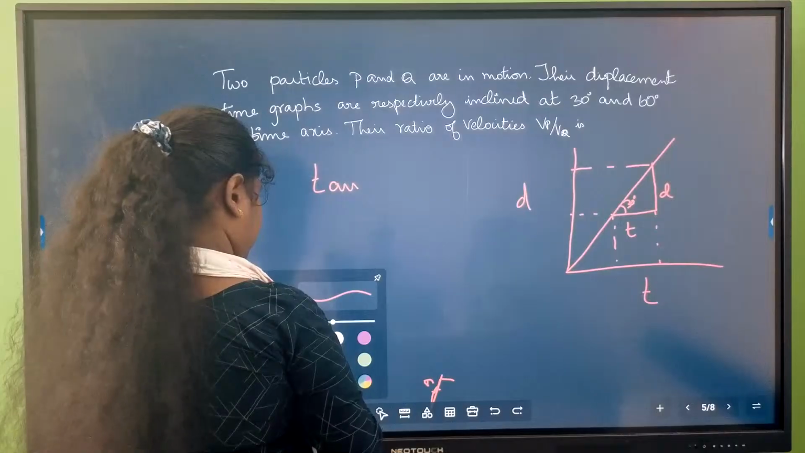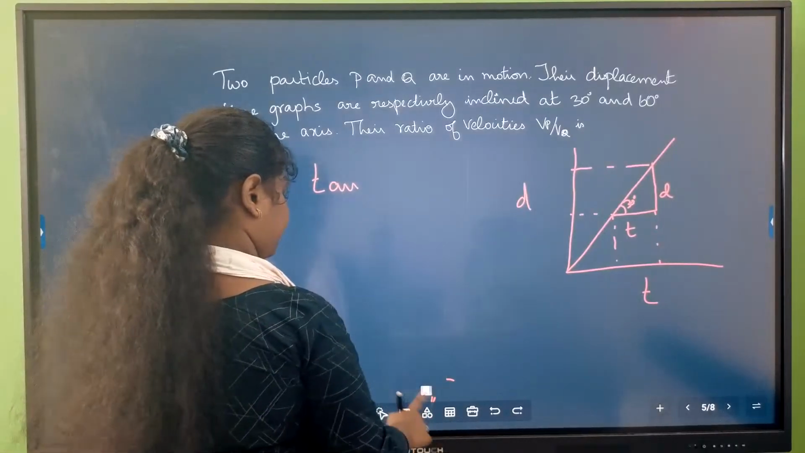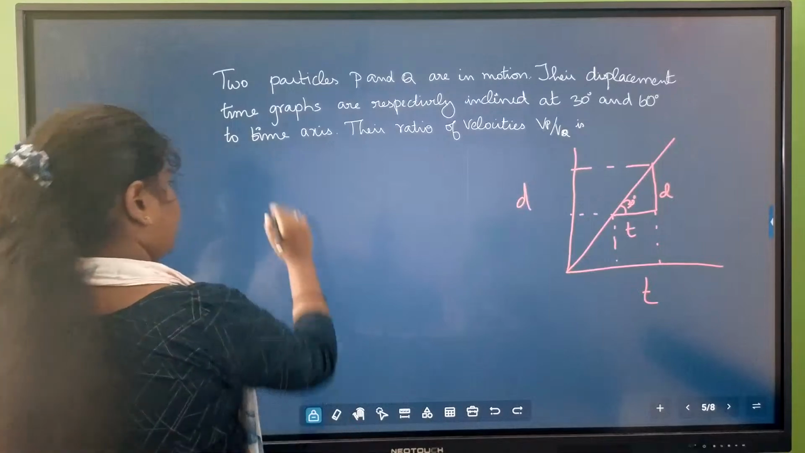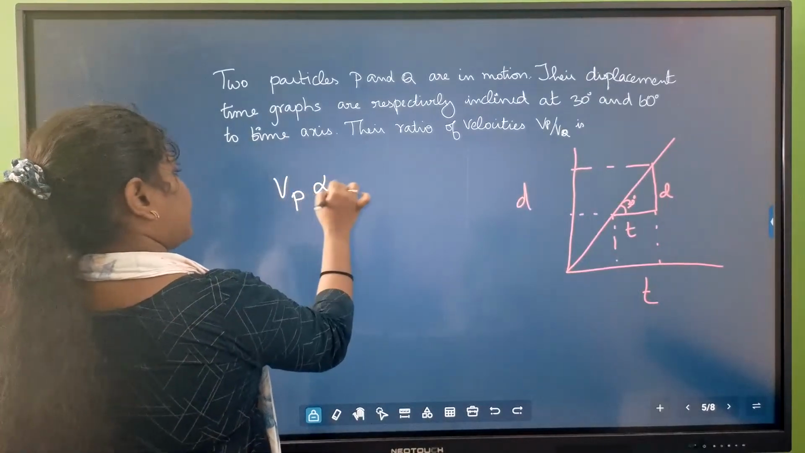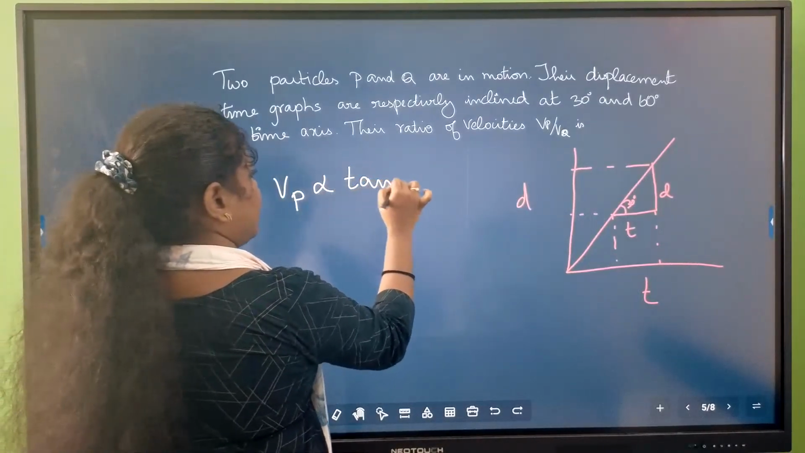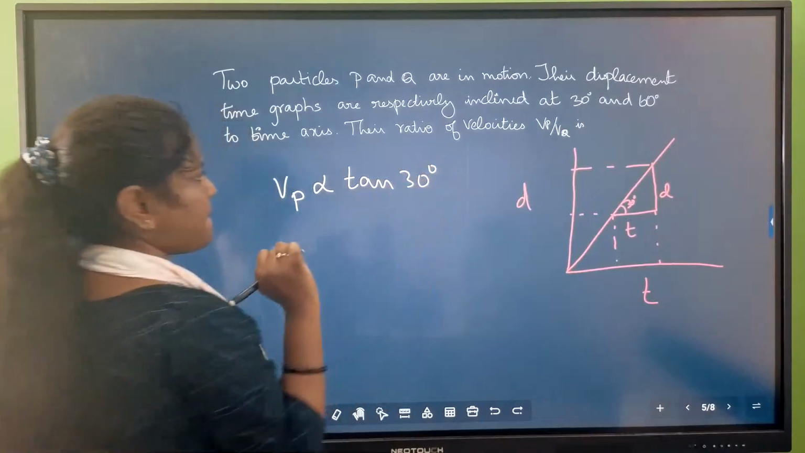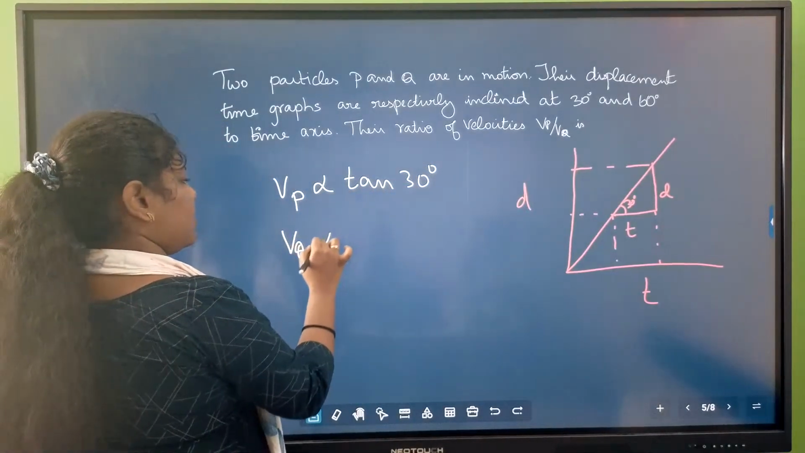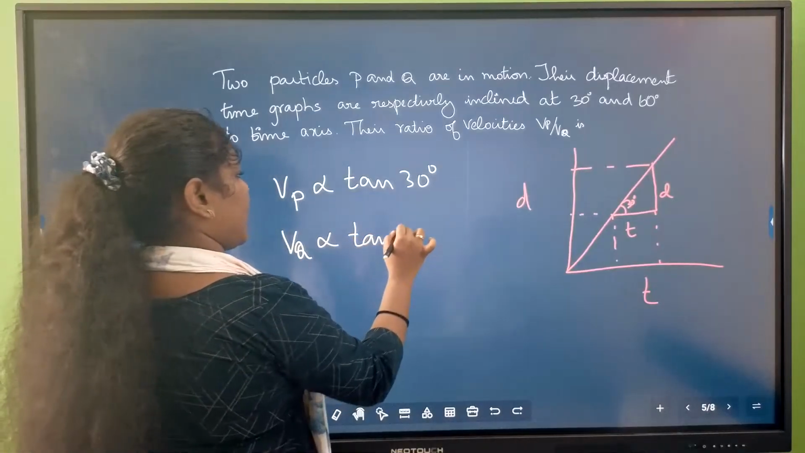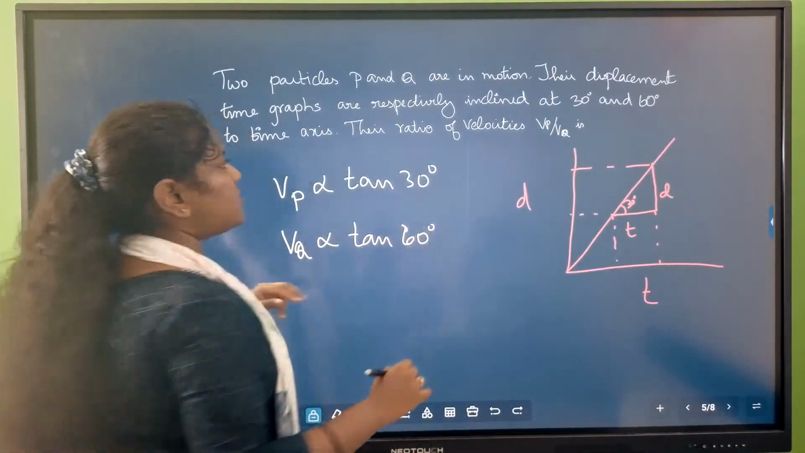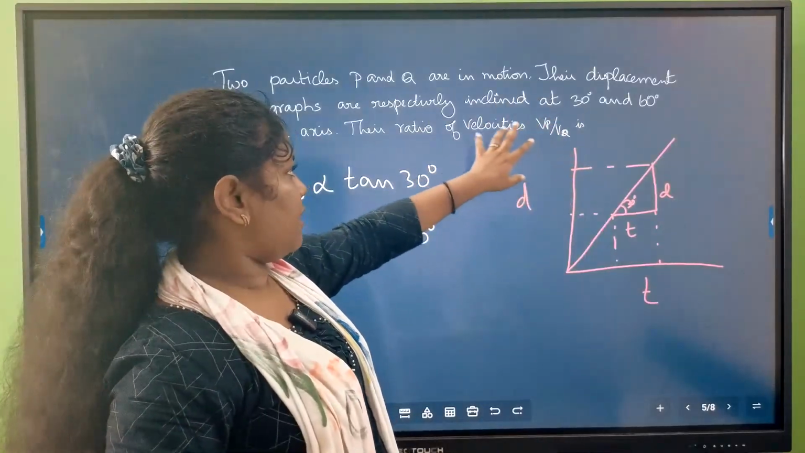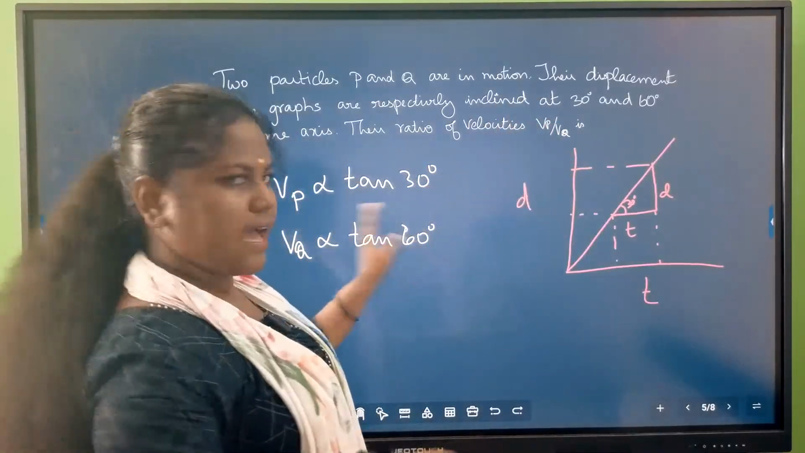vp. first நம்ம என்ன கண்டுபிடிக்கிறோம்? vp. இந்த vp வந்து directly proportional to tan 30 degree. right? and அடுத்து உங்க vq. உங்க vq வந்து directly proportional to tan 60 degree. ஏன்? அதனுடைய ratios கொடுத்திருக்காங்க. so we are equating it as directly proportional.